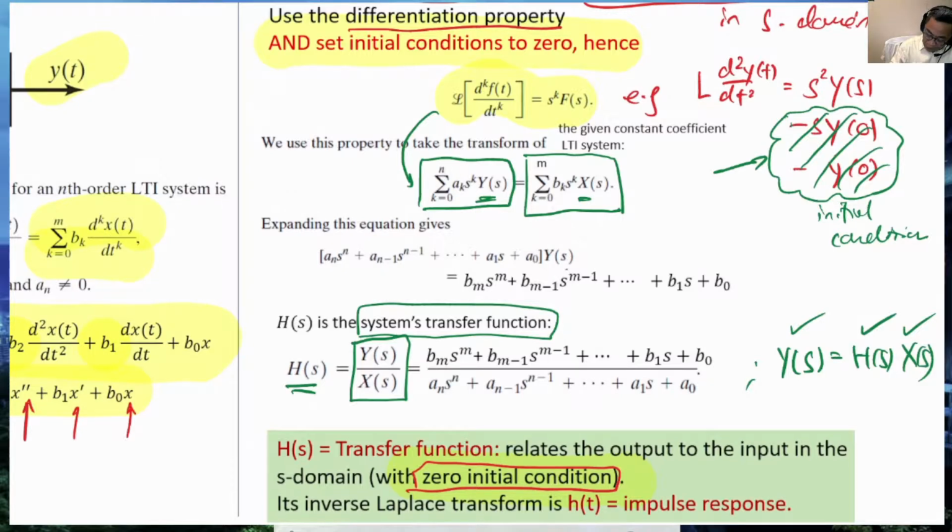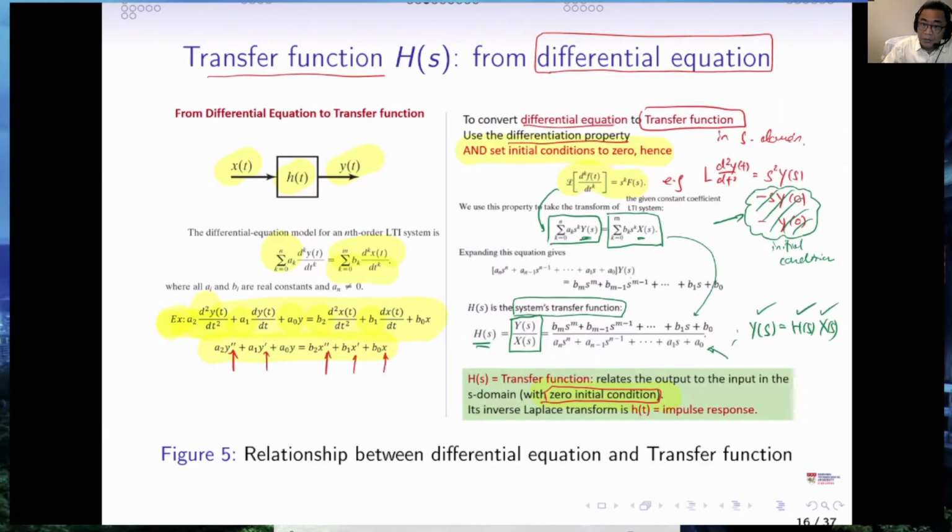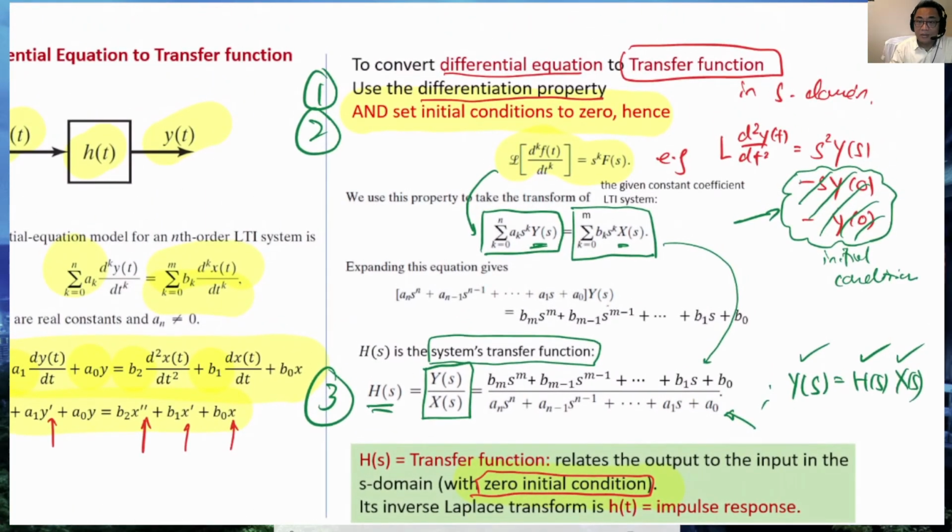Alright, then you'll realize that when we manipulate the equations, we get the b's on top and the a's below. So this is the transfer function. I remind you, in this slide, we introduced the transfer function from the differential equation, and all we did was two things. One is to use the differentiation property, and two, set the initial conditions to 0, and then manipulate it such that it looks like Y(s) over X(s). That's it. These are the 3 steps.